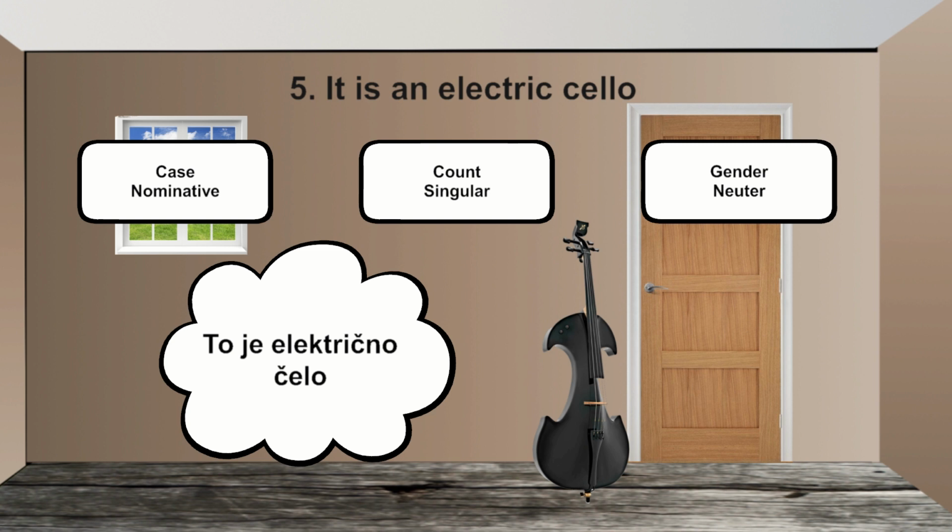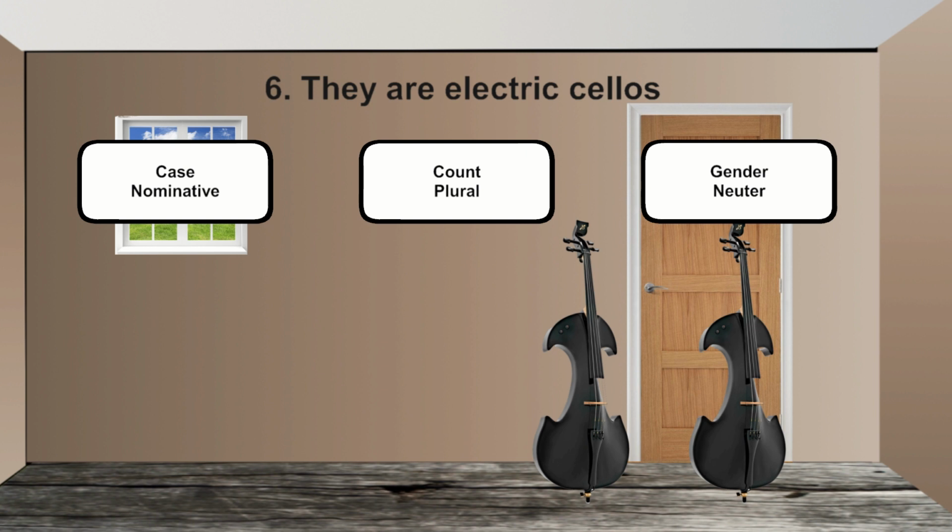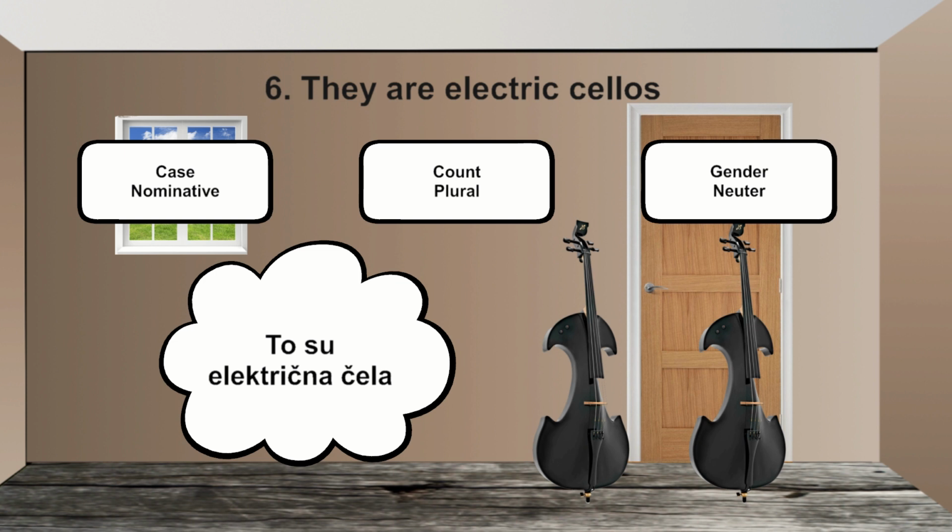And next we have question 6. Šesto pitanje. They are electric cellos. Neuter and plural, so both endings change to A. To su električna cella. And again. To su električna cella. Well done so far. We have now covered each of the scenarios and will move through these a bit quicker now while still practicing pronunciation.